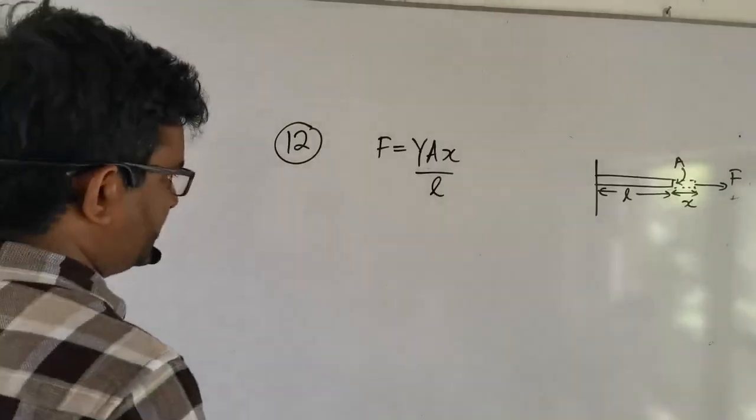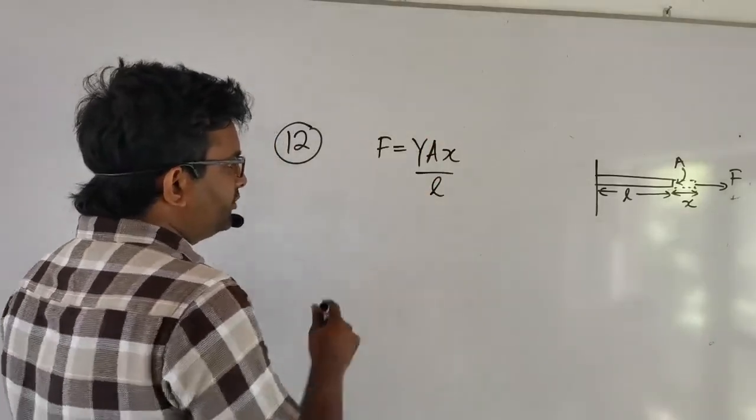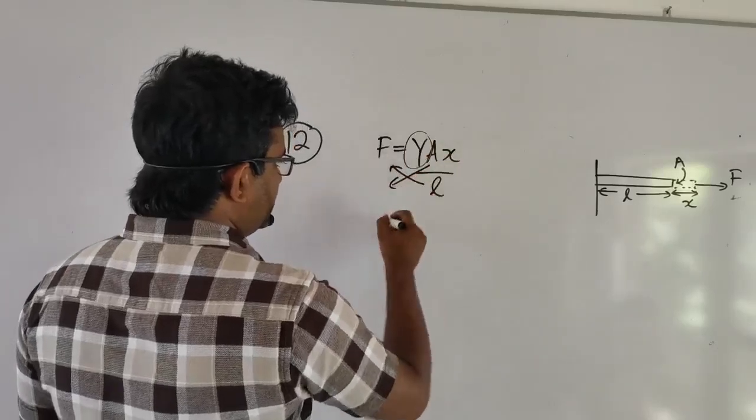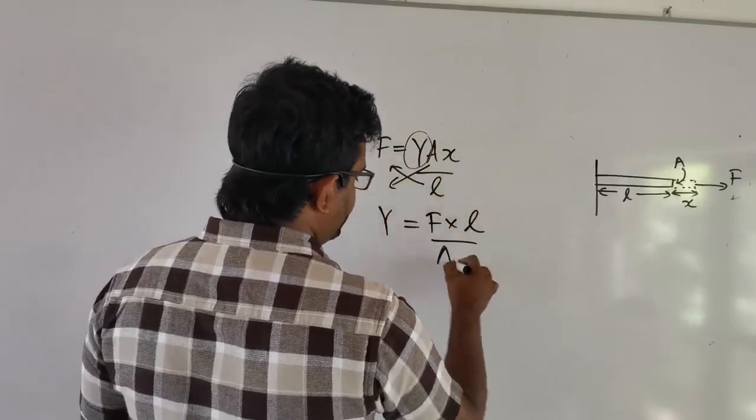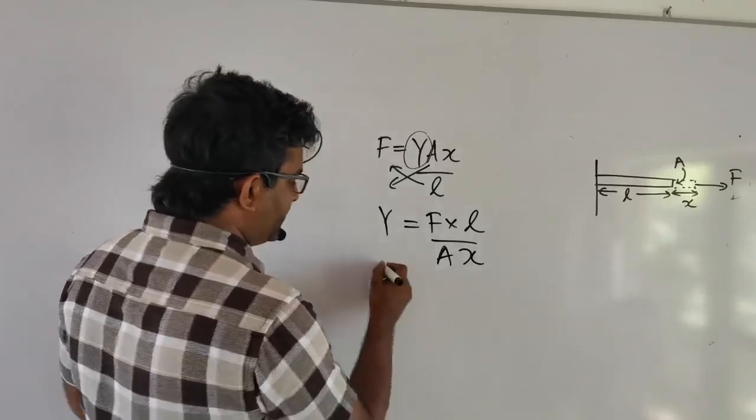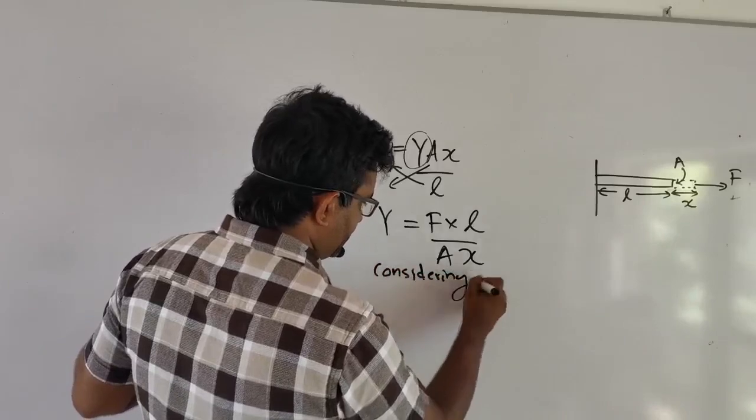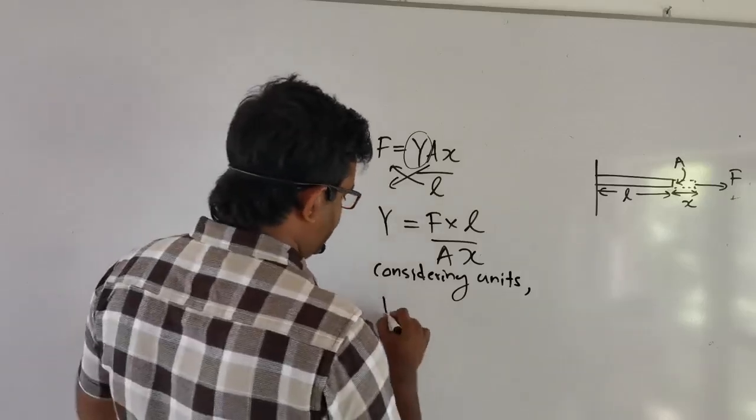Then for question number 12, we need to find the units of Y. First, we need to make the unknown quantity the subject. Then Y equals F into L divided by A X. Then we can consider units. Considering units, we can write the units of Y.